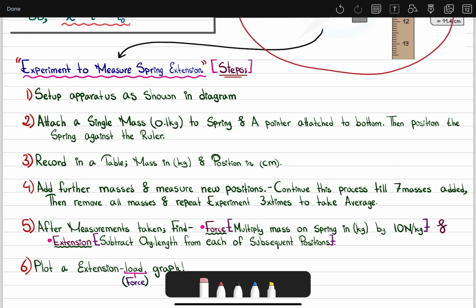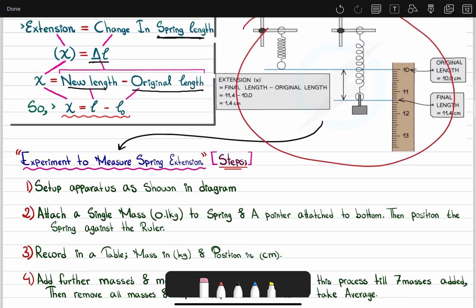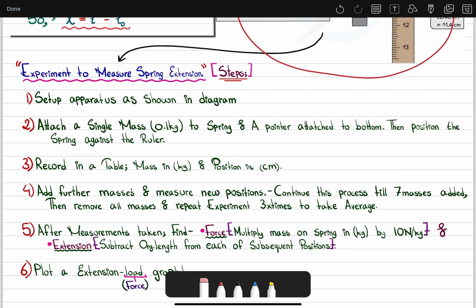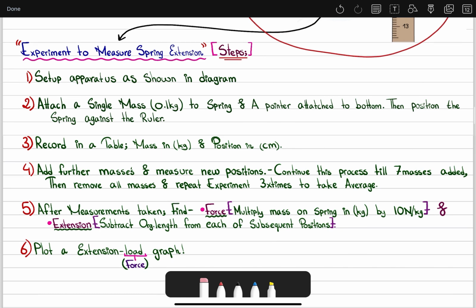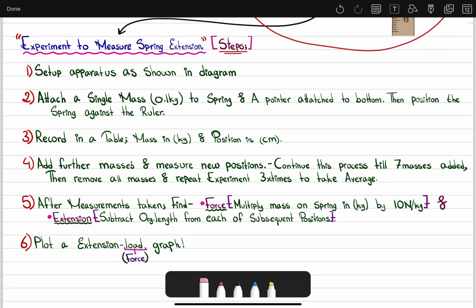So basically set up an apparatus as shown in the diagram. Attach a single mass to a spring, okay, and position it against the ruler. Just measure the length of the spring. Then add further masses and keep measuring the new positions. Continue until you have added 7 masses.